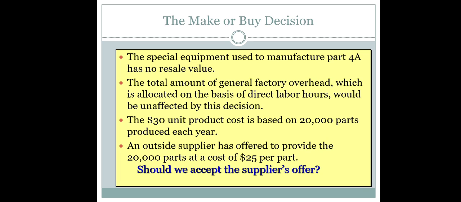An outside supplier has offered to provide the 20,000 parts at a cost of $25 per part. Okay, now, should we accept the supplier's offer? So let's see.